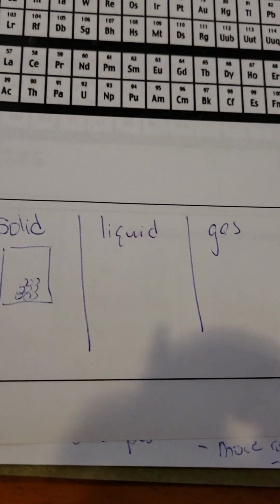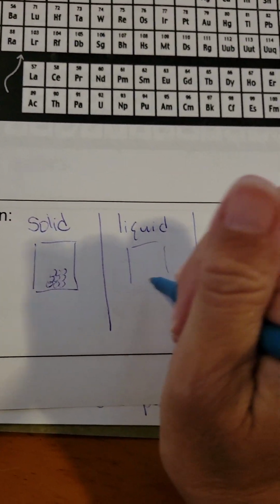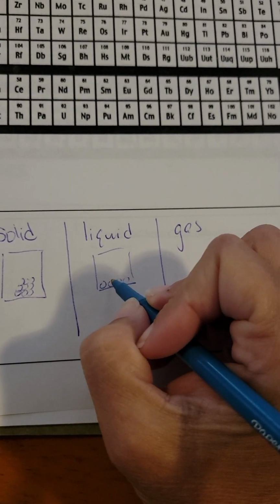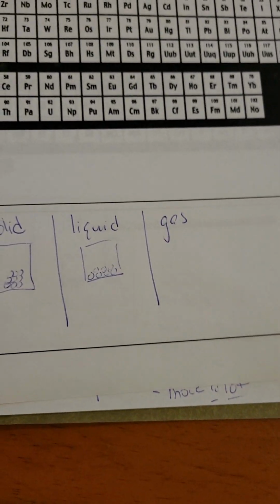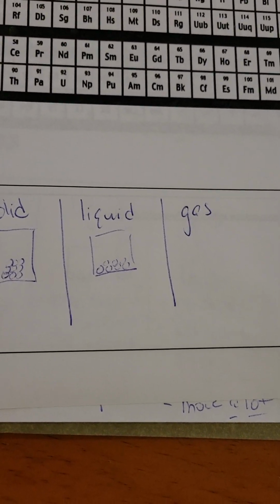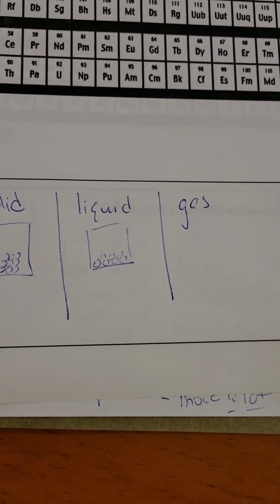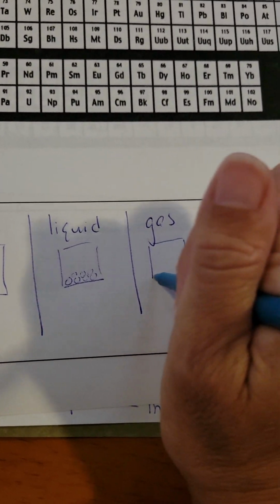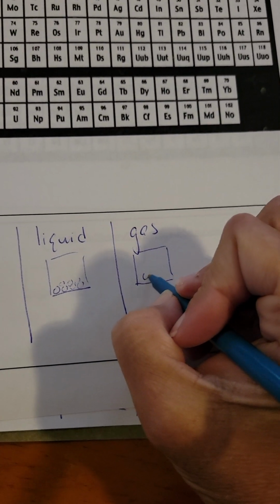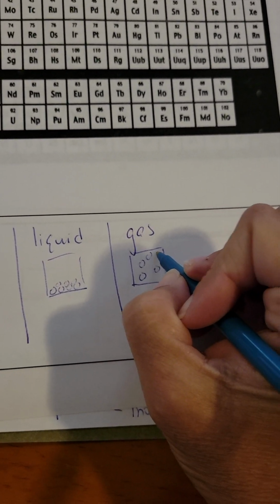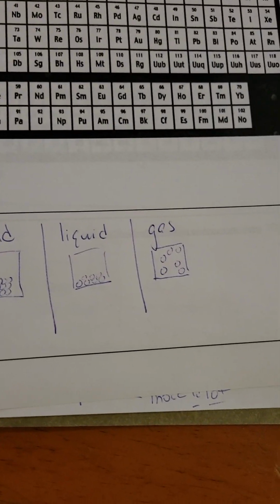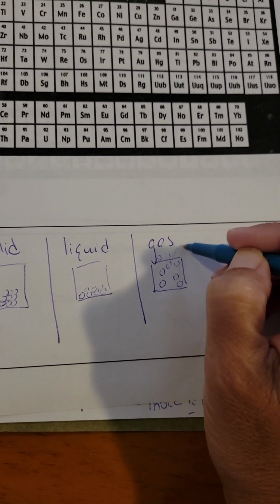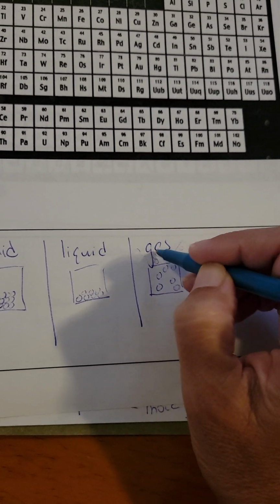If I had a container and I poured a liquid into it, it's going to fill up the bottom part of that container. It's going to take the shape of the container that it's in at the bottom. And the gas, if I were to put it into that same container, is going to spread out and fill up the whole container. If there wasn't a lid on the container, then it would start to escape out into the air.